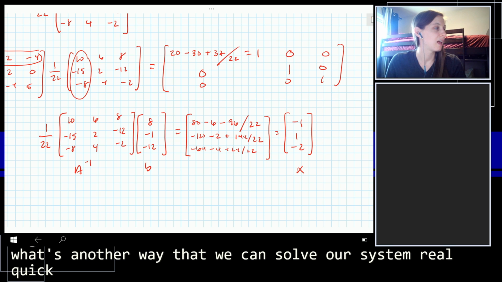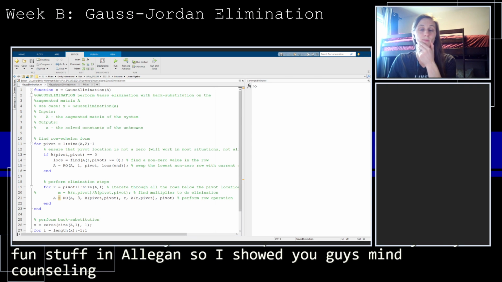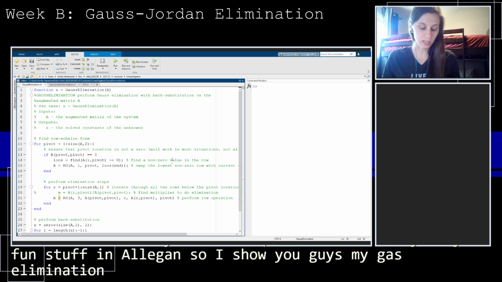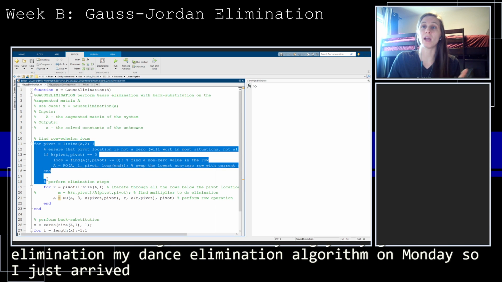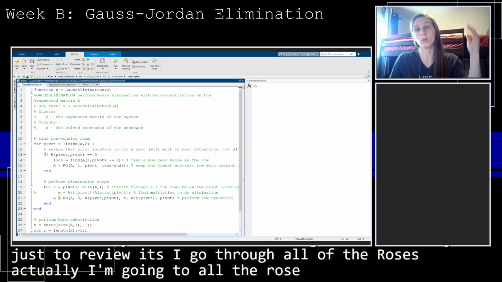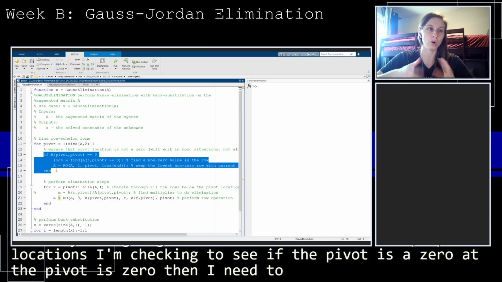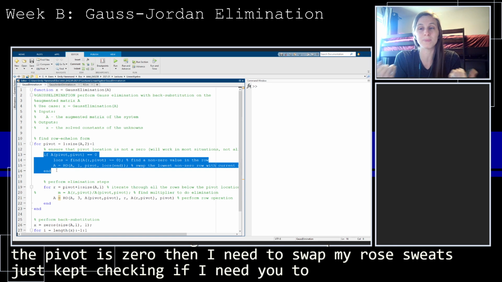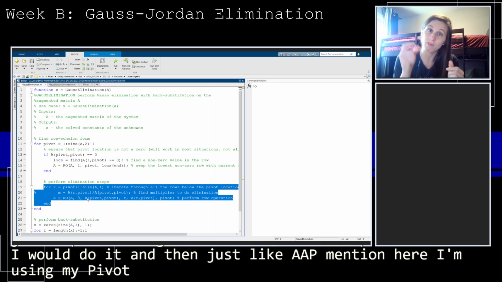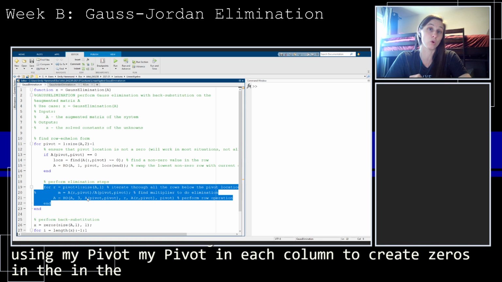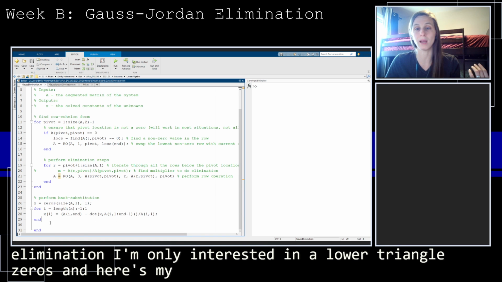Okay, let me show you my fun stuff in MATLAB again. So I showed you guys my Gauss elimination algorithm on Monday. Just to review it, I go through all of the rows, all the pivot locations. I'm checking to see if the pivot is a zero. If the pivot's a zero, then I need to swap my rows. So if I need to do row swaps, this is when I would do it. And then, just like AP mentioned, here I'm using my pivot in each column to create zeros in the rows below. For Gauss elimination, I'm only interested in a lower triangle of zeros. And then here's my Gauss substitution, or my back substitution.